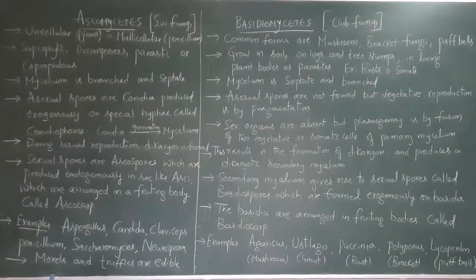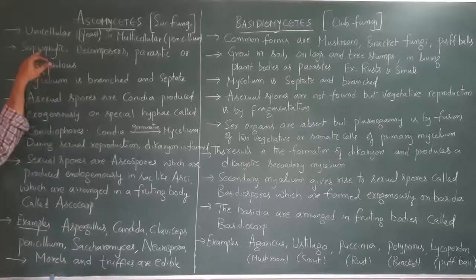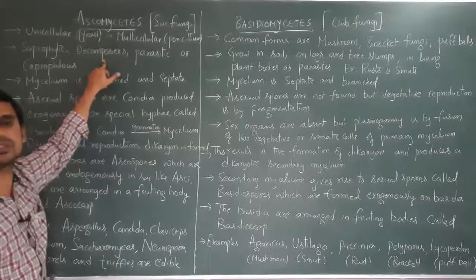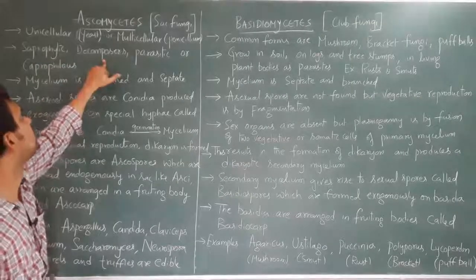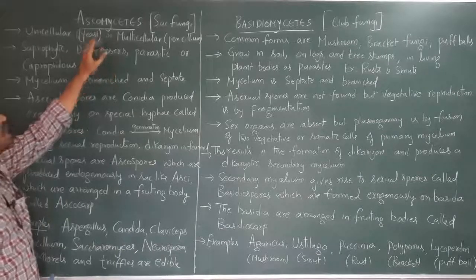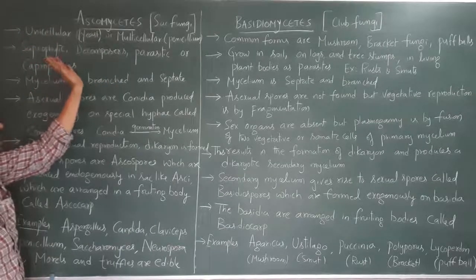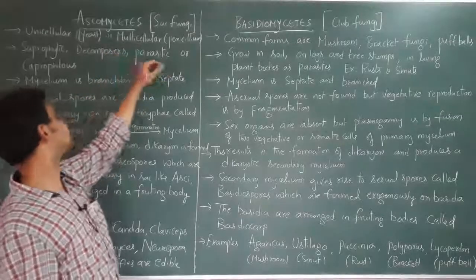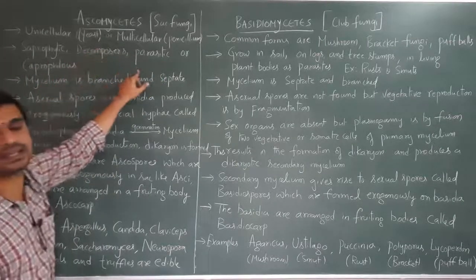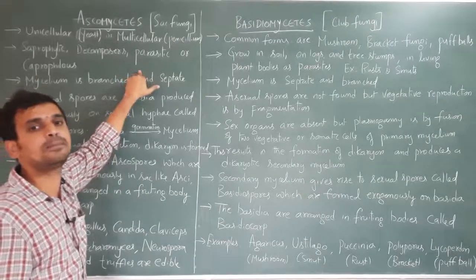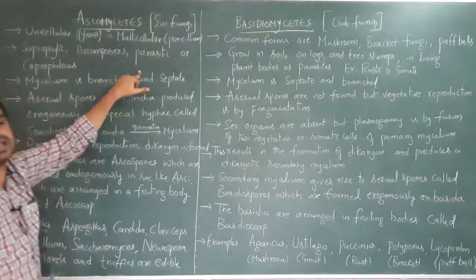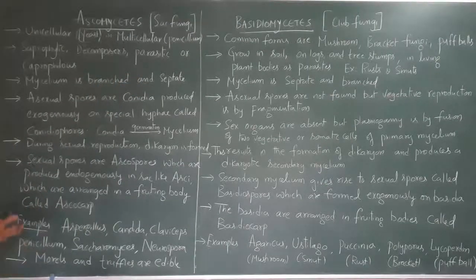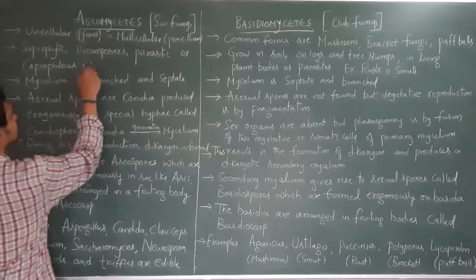Saprophytic means they depend on dead and decaying organisms for their food, for their survival. They are called saprophytes. Decomposers can degrade organic material, so they are called decomposers. So the members of the ascomycetes are either saprophytic, decomposers, parasitic or caprophilous. What is parasitic? Parasitic means they depend on other plants and animals or other living organisms. The fungi which depend on other organisms like plants and animals are called parasitic. Caprophilous means they usually grow on dung.